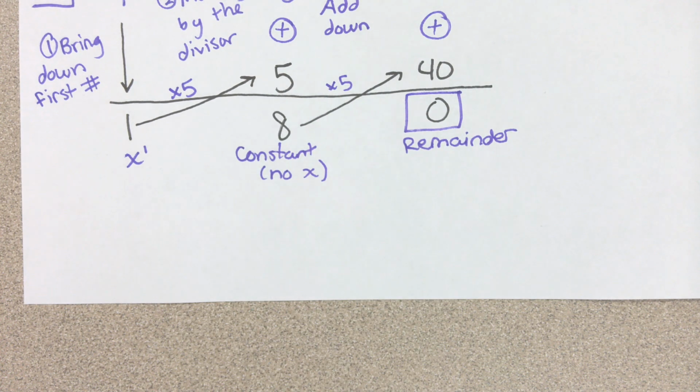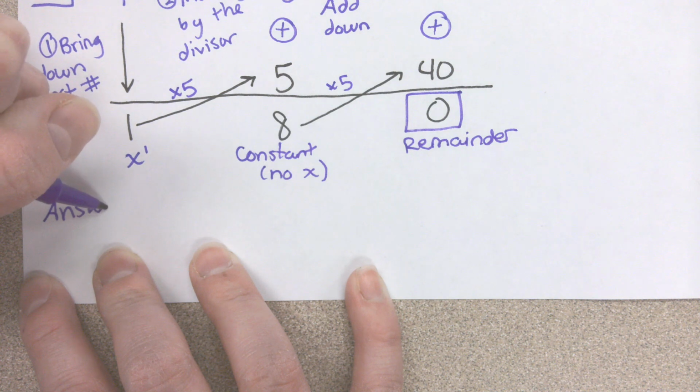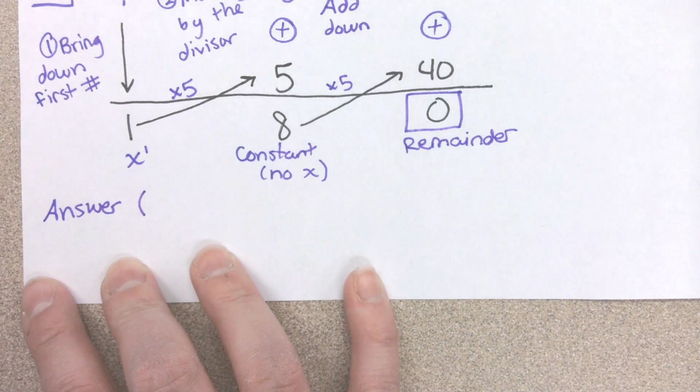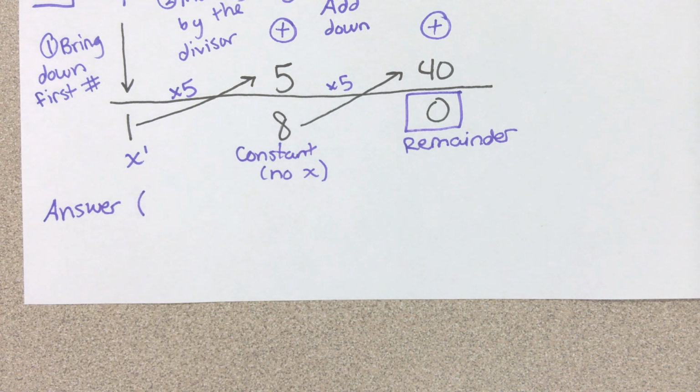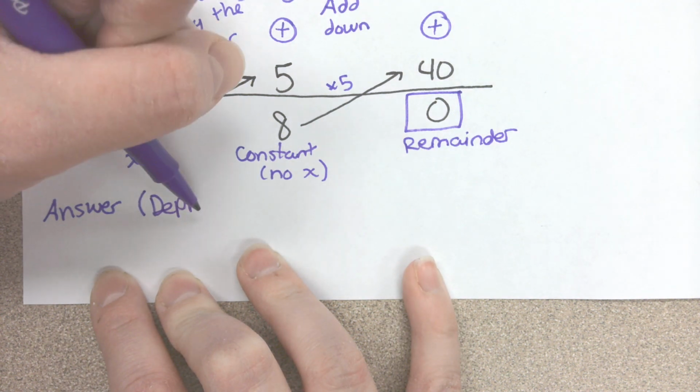Next, we need to write out the answer. The answer has a name. It's technically a quotient, but specifically for this kind of problem, we call it the depressed polynomial.